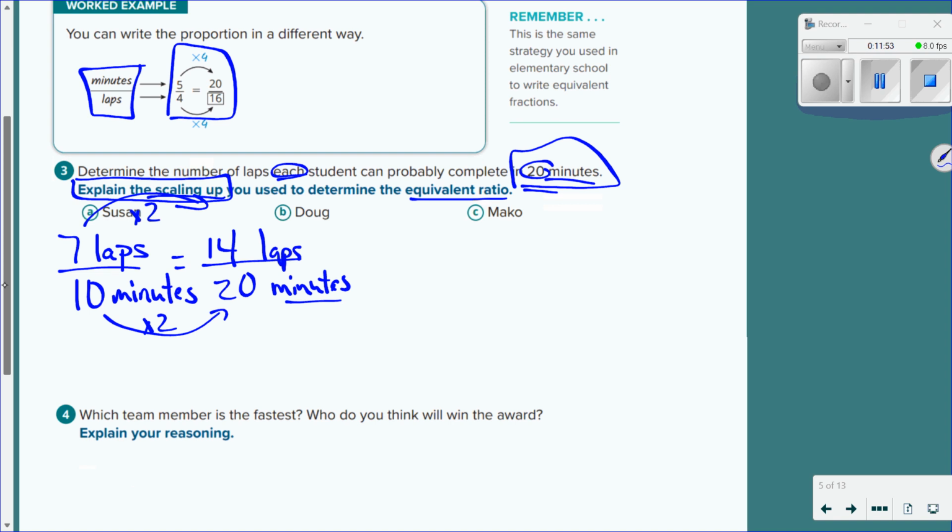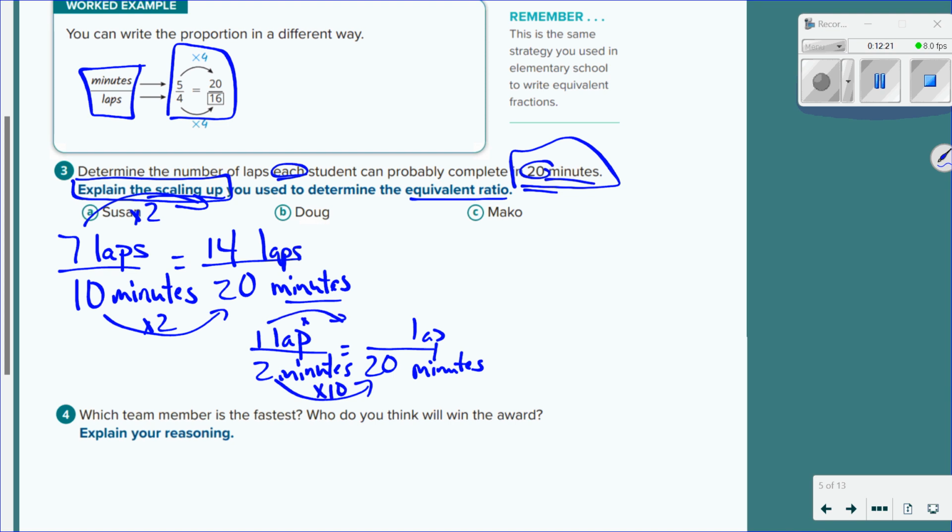So let's look at Doug. Doug's base rate was what? 1 lap, 2 minutes. If you will write down your base frame every time and just throw in your units, the rest becomes easy, because now I know I'm going to 20. 2 to 20 is going to be times 10. 1 times 10 gives me 10 laps.